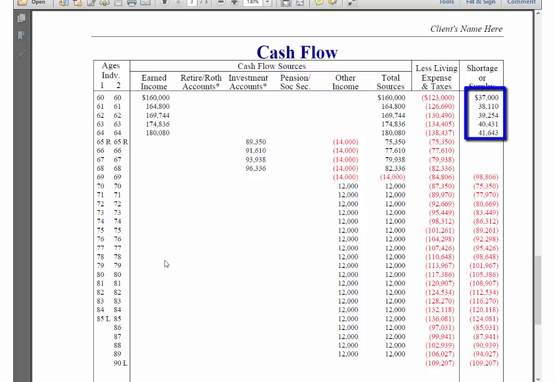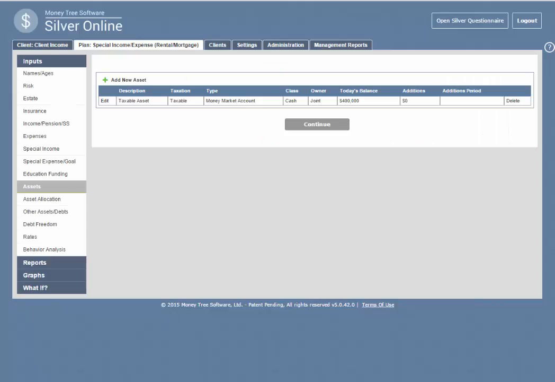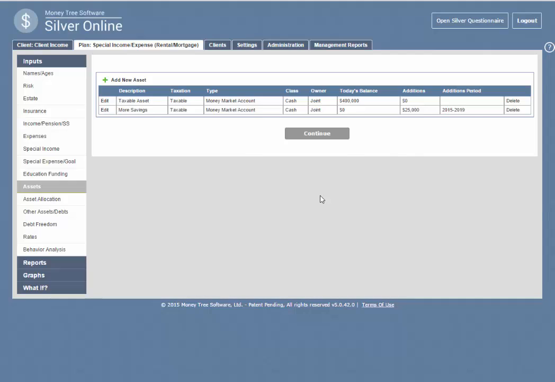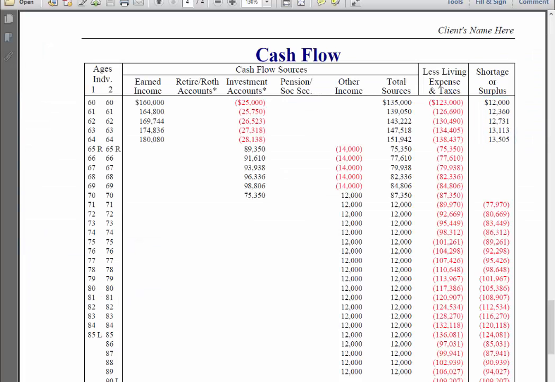If you would like to capture the surplus here into the assets, the best way to handle that is through the asset inputs. To capture the surplus, we're going to go to the asset section. We can either add a new asset or add additions to the current asset. I'm going to add an asset. I'll call it more savings. I'll put in the amount to leave them still some discretionary spending, and I'll have it run for the 5 years before retirement. Once that's in, we can take a look at the cash flow page, and we can see that our surplus is not as much, and that we have additions going to the assets to build for retirement.